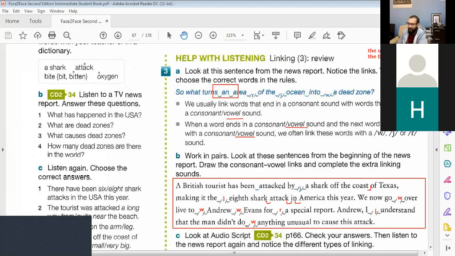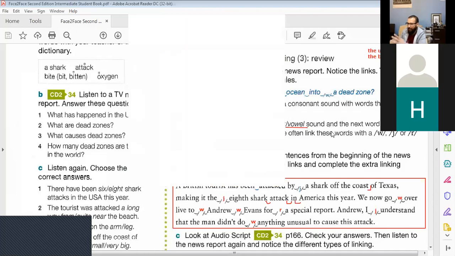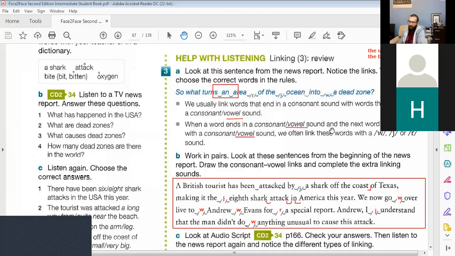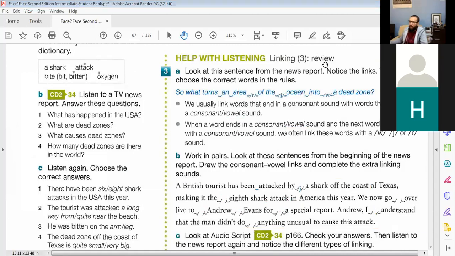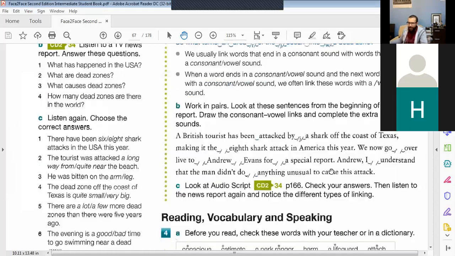Okay. So these are examples of linking, examples of added sounds. There isn't exactly a rule, but you can guess. If the ending is a W or an O, this means you're likely to use a W sound. But if it's, for example, I and you, I understand. So I think it's all by ear. Anyways, this is the idea.